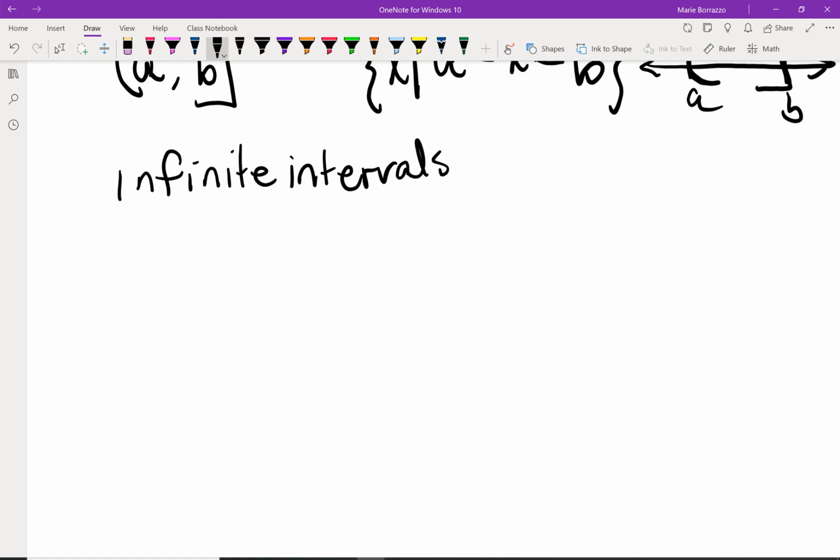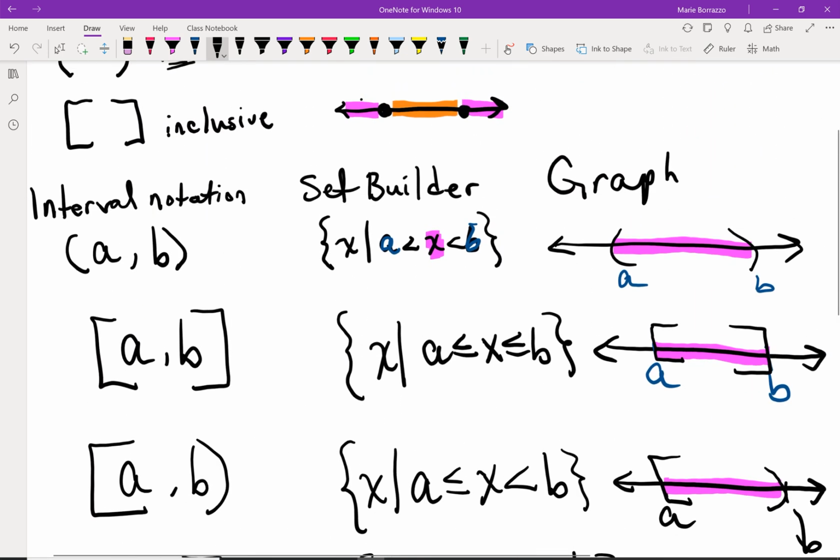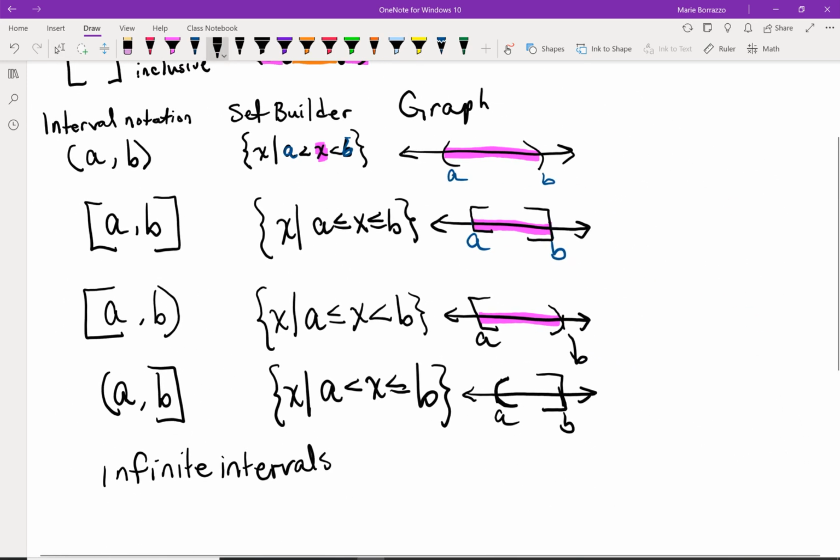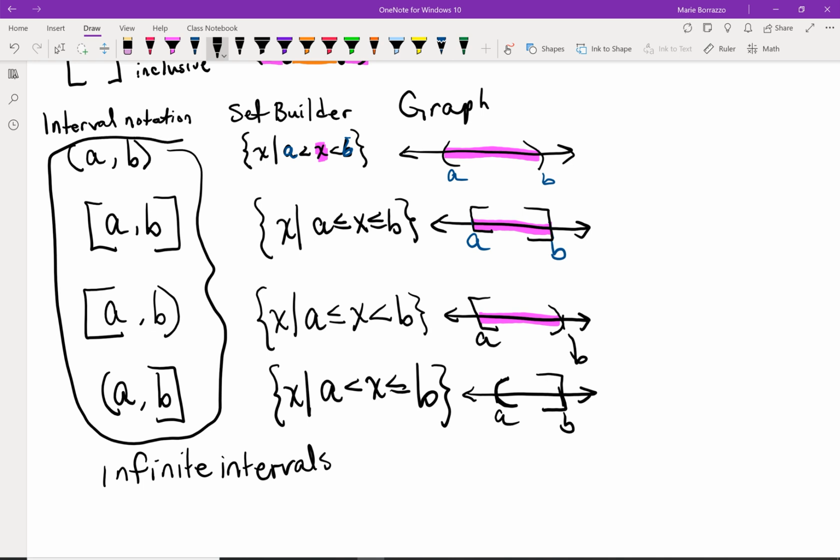By the way, these that I just discussed are closed intervals. These first four that I just introduced. These are closed. Let me just write this here. I'm referring to this grouping right here. These are closed.